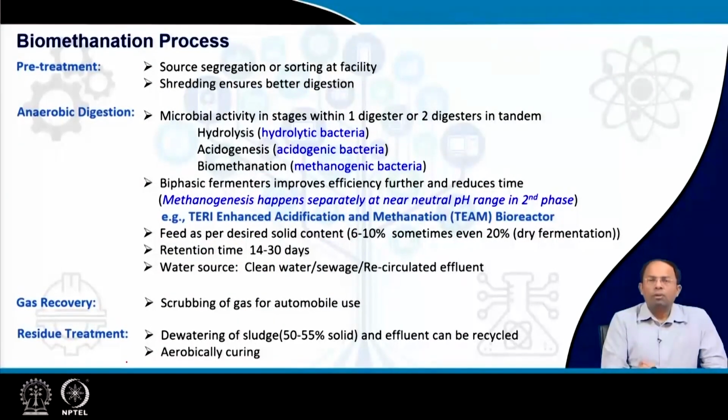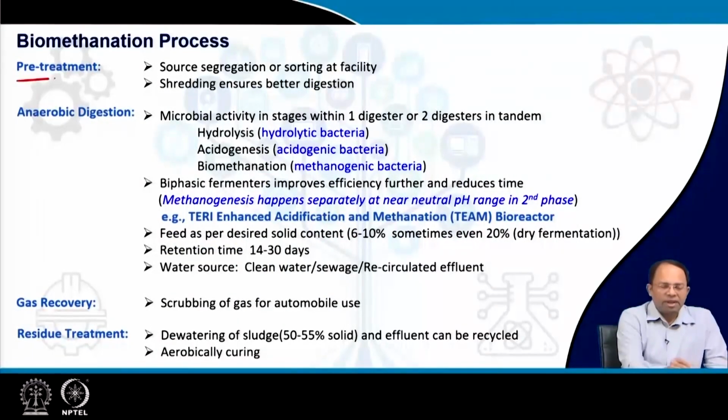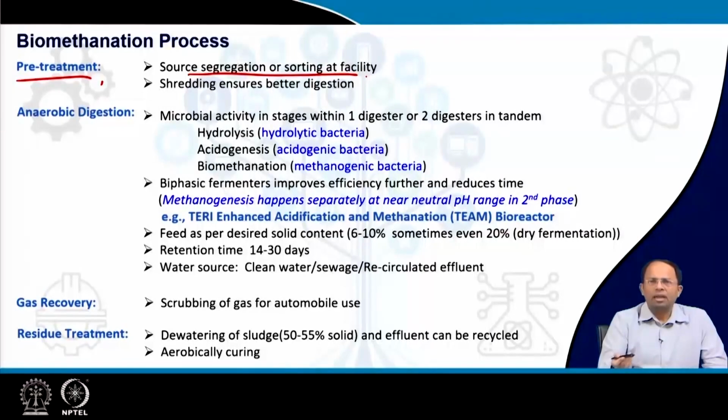So coming to the overall process, first there is pre-treatment. Before we take waste into the digester, first we do source segregation at the sorting facility, or sorting could be done a little bit, and then the waste is shredded. So this helps in the digestion. We make the waste into smaller particles. Of course, we then mix it with water and then we put it into the digester. And in the digester, anaerobic digestion takes place. This is not aerobic again, this is anaerobic digestion.